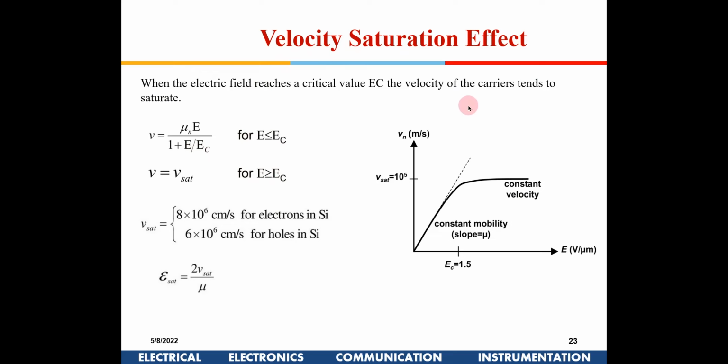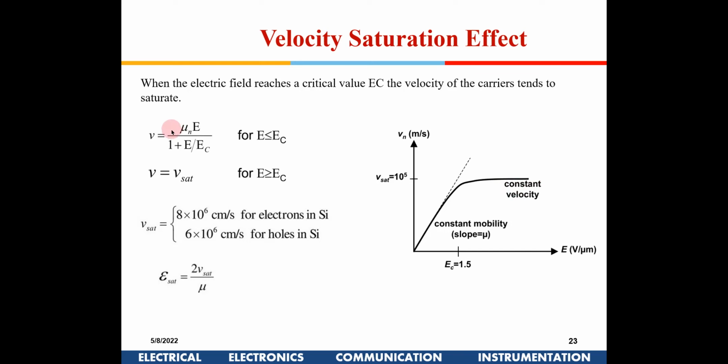Okay, it will keep increasing linearly. But that doesn't happen in short channel devices, since the electric fields are high here. So the velocity gets saturated. The electrons cannot go beyond a certain limit. Okay, so the velocity of the electrons gets saturated.